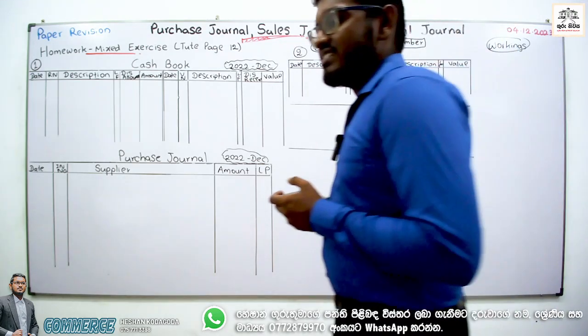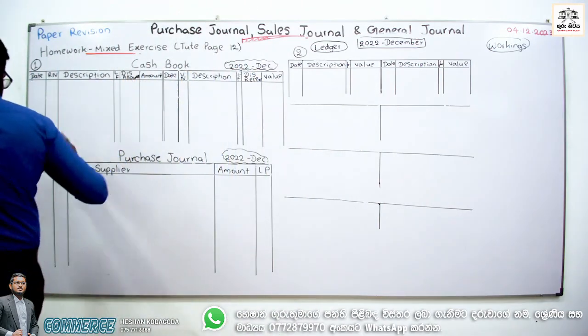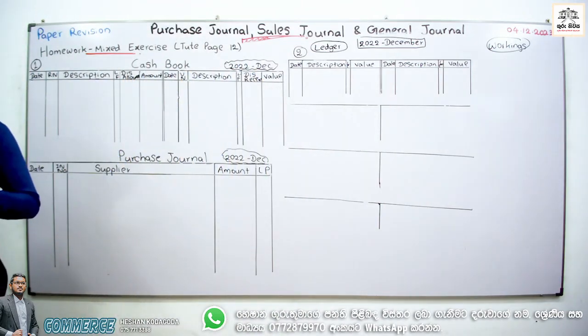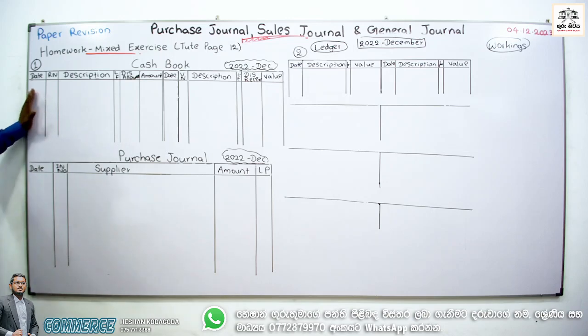So this is the purchases, cash basis purchases. Not only that, cash payments are also there, right?